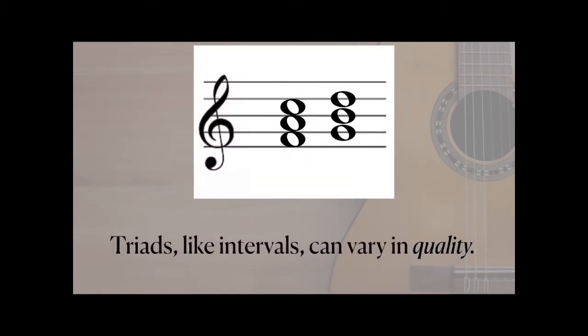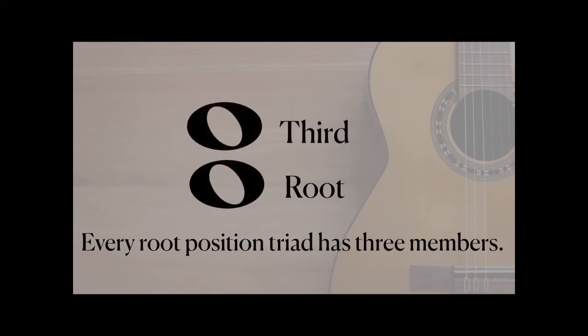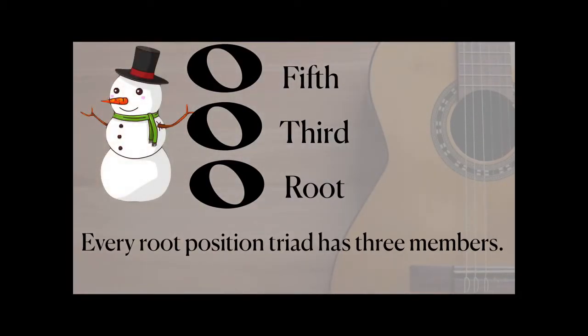Triads, like intervals, can vary in quality. Remember, in intervals, we learned about major and minor intervals. We learned about perfect and diminished and augmented intervals. Well, triads come in different qualities also. Every root position triad has 3 members: the root, the third, and the fifth, which make up our snowman together when they are in root position. In root position, the root is always at the bottom, the third is always in the middle, and the fifth is always on top.